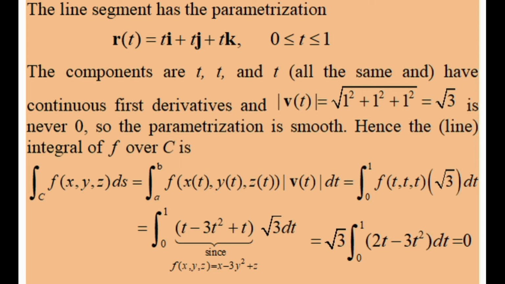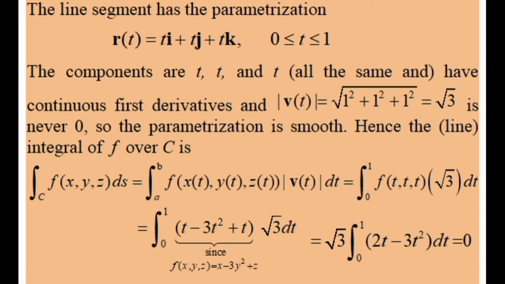So the integral of f over C, the integral over C of f(x,y,z) ds, is equal to the integral from 0 to 1 of f(t,t,t) times √3 dt. See, here we have used the parameterization x(t) = t, y(t) = t, and z(t) = t. Now what about the function f(x,y,z)?